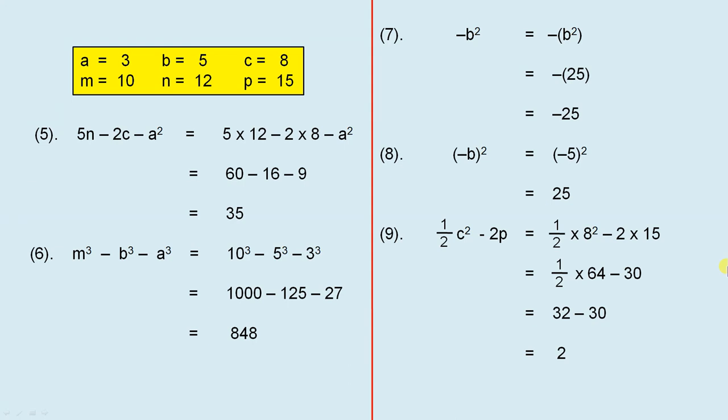So this video has introduced us to the idea of substitution, where we are given an algebraic expression. We're also given some pronumerals with some values, and we substitute the values into the algebraic expression and find a value for it.